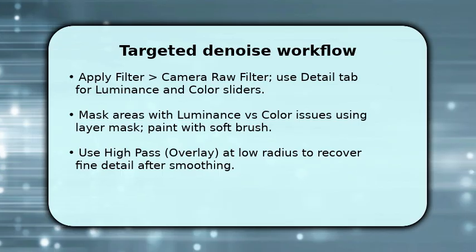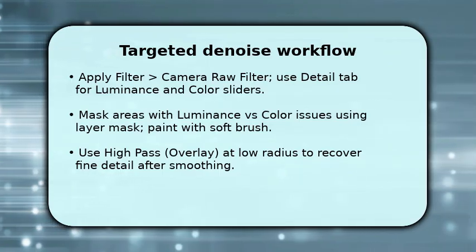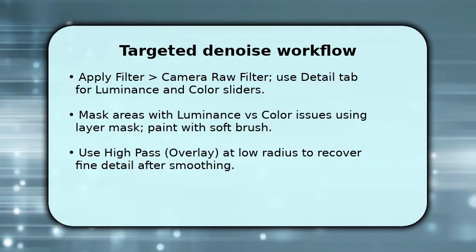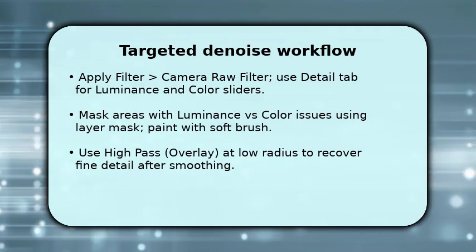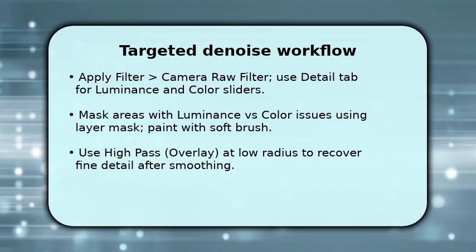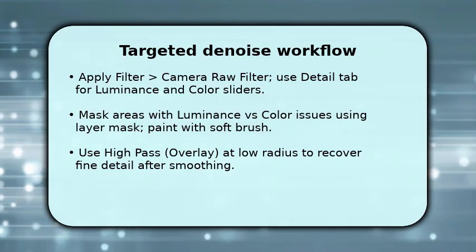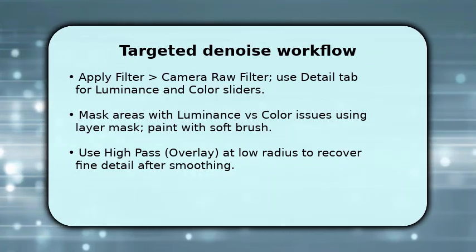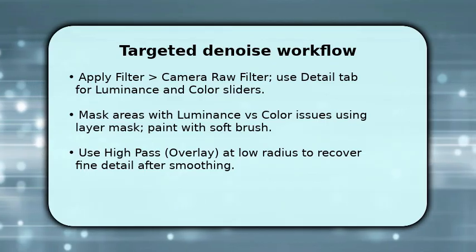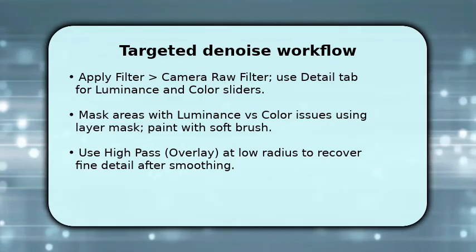Once you've dialed rough settings, add a layer mask to the smart object and paint to limit smoothing to noisy areas, preserving texture elsewhere. Finally, add a high pass layer set to overlay at a very low radius to bring back crisp edge detail while keeping noise suppressed.